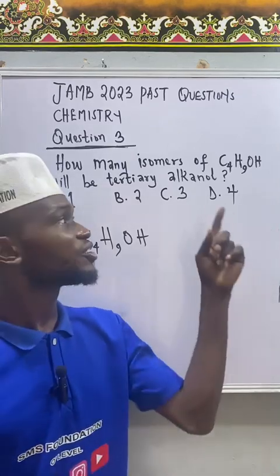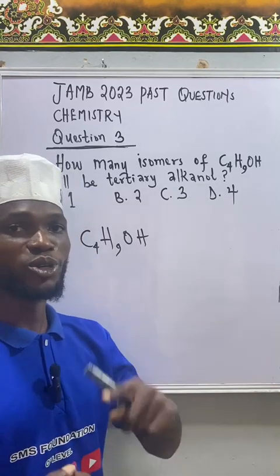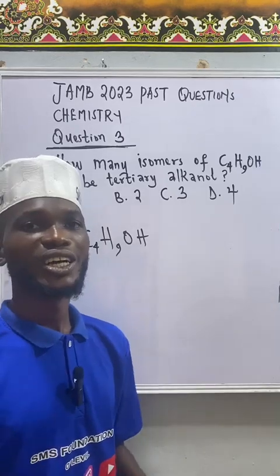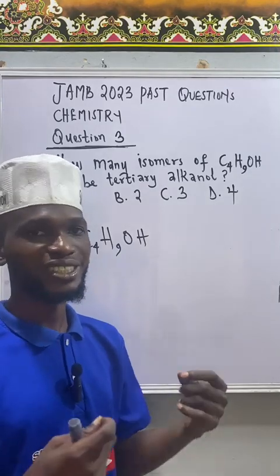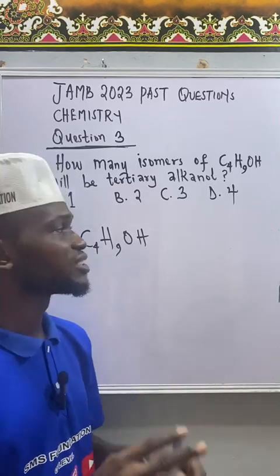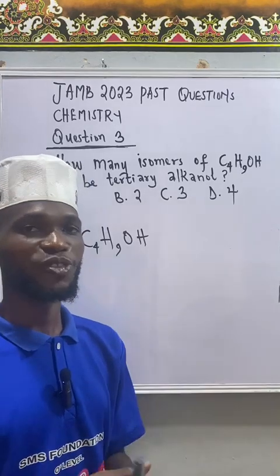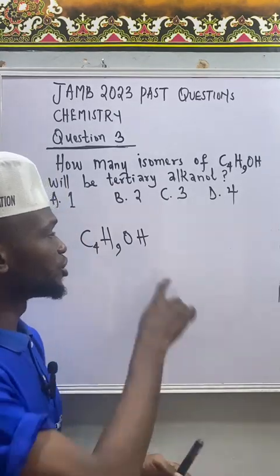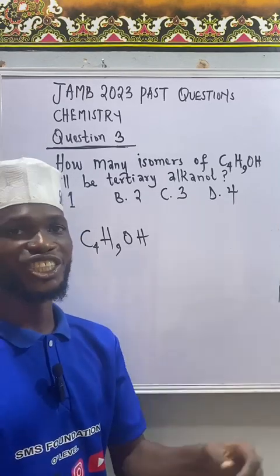Now, if we classify alkanol based on the number of hydroxyl groups, we have 3. We have monohydric alkanol. In such alkanol, we have only 1 hydroxyl group present in it. We can also have dihydric alkanol, where we have 2 hydroxyl groups present in it. The third one is trihydric alkanol, that's if we have 3 hydroxyl groups present in it. But this one that we have on the board, we have only 1 hydroxyl group present in it. So this one is monohydric alkanol.